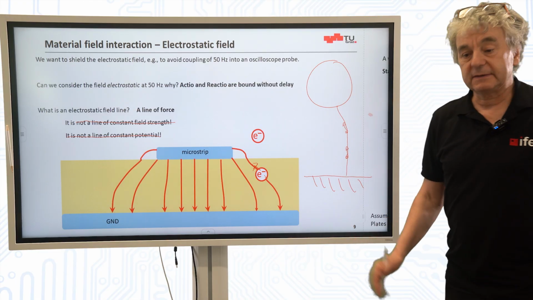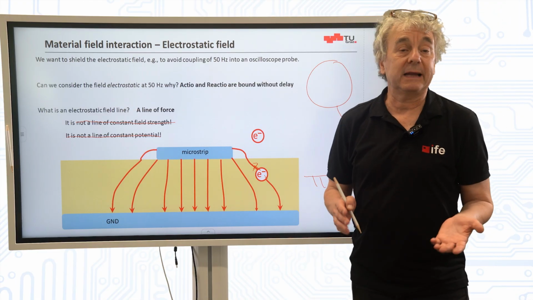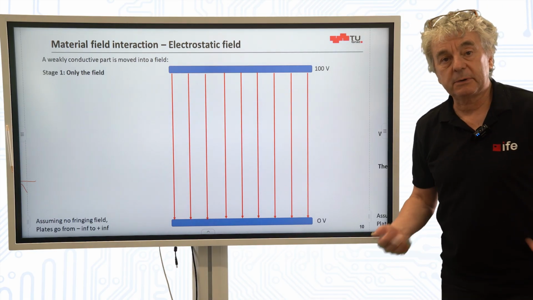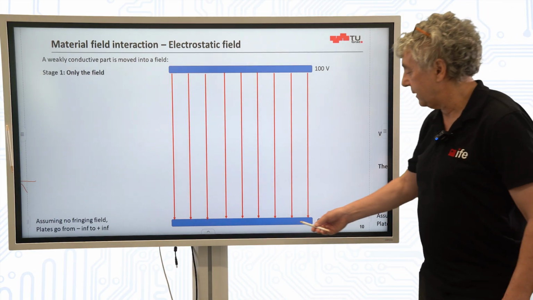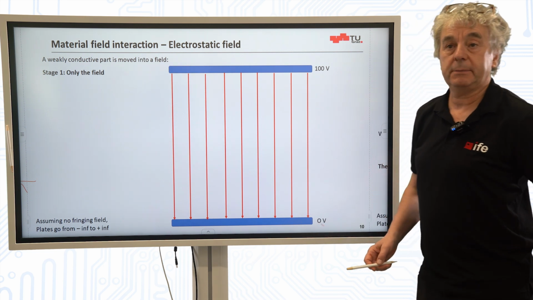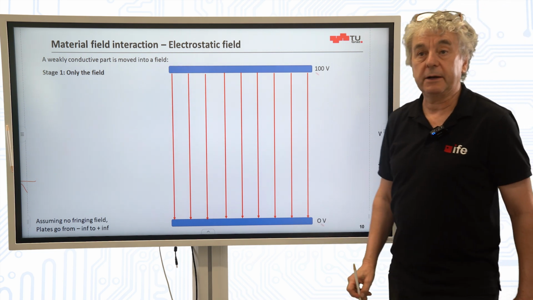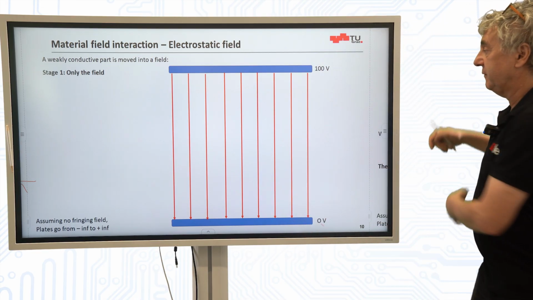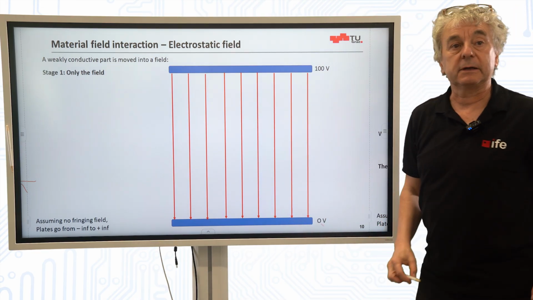A magnetic field line is also a line of force, but we don't have magnetic monopoles, so they cannot move. Let's do a Gedanken experiment. Think about, we have a metal plate at 0 volt, for example, and a metal plate at 100 volt, and we just show homogeneous field lines, and we don't show fringing fields, so these are infinitely large field lines.